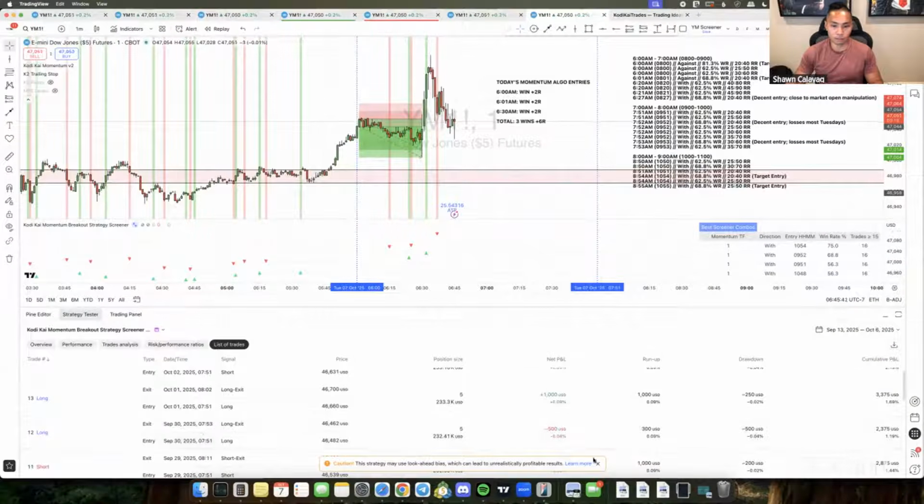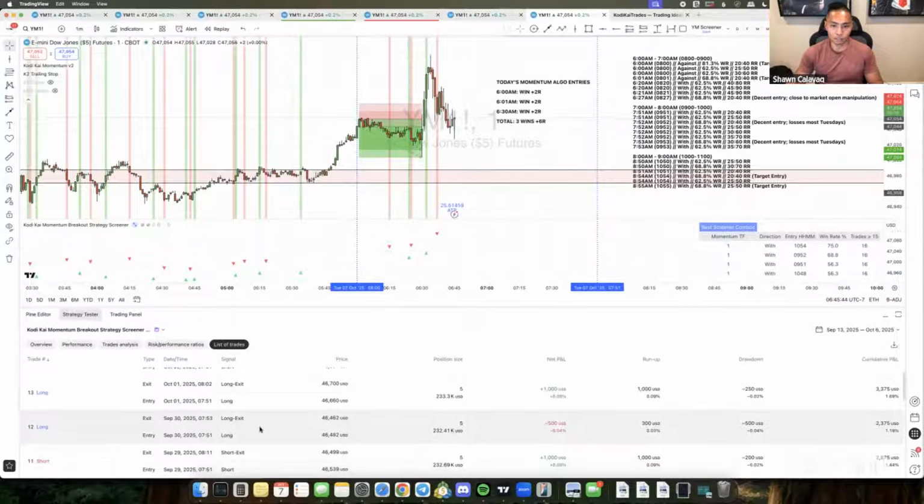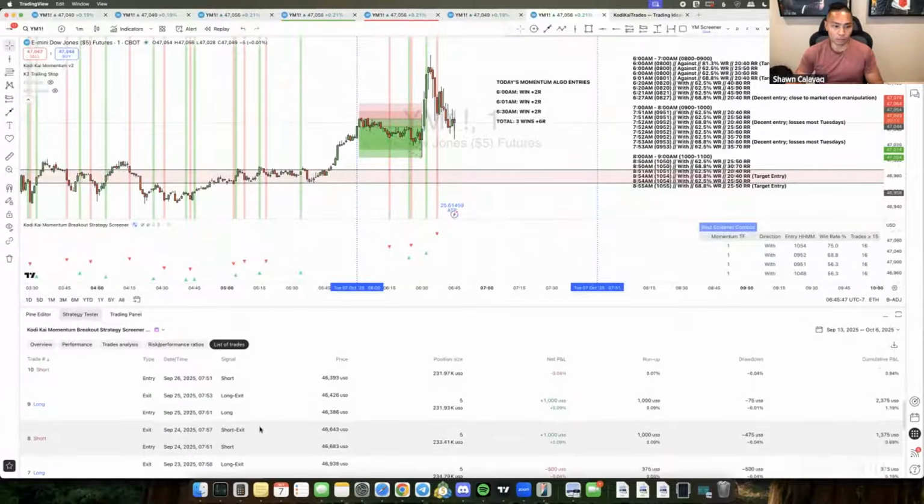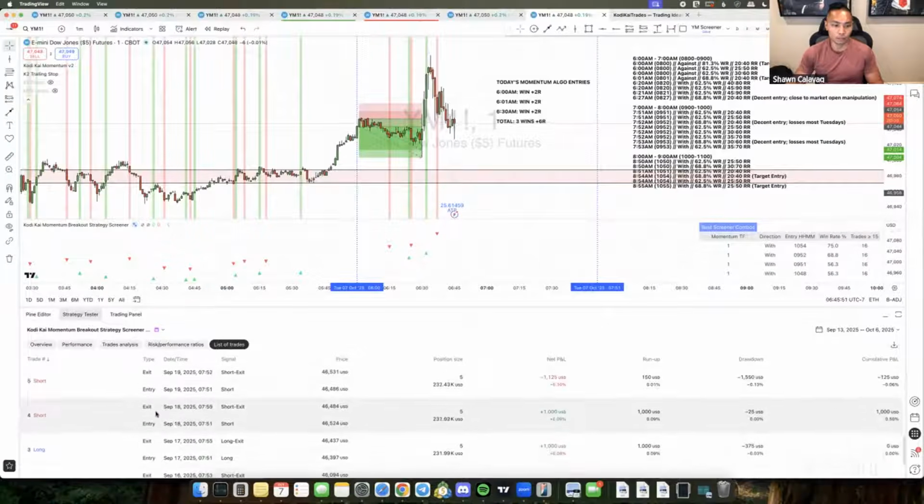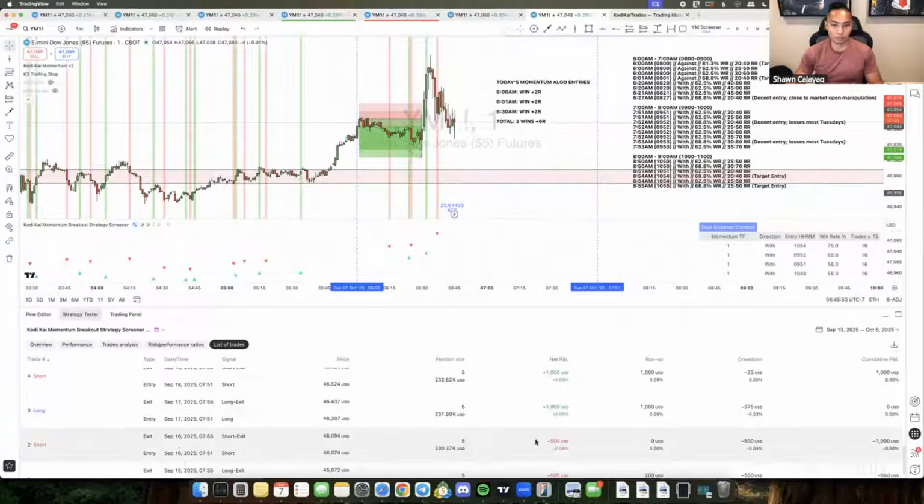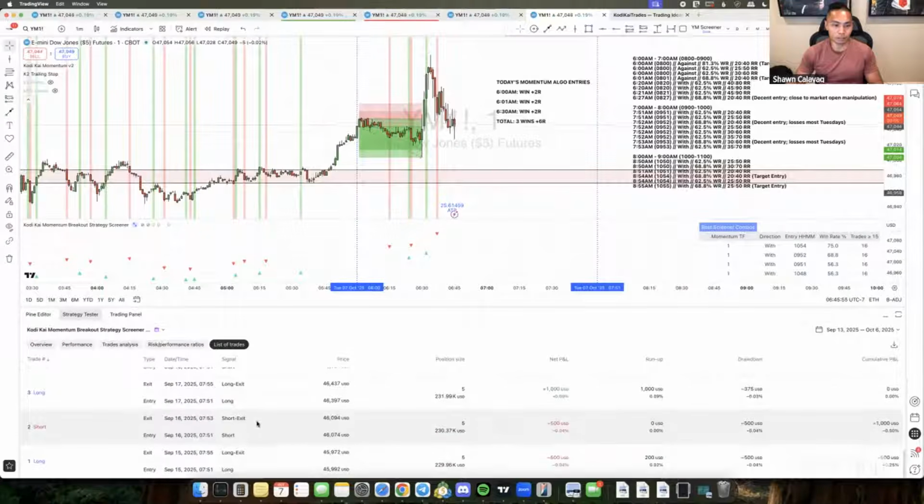You can see here it lost last Tuesday, so maybe this is a tricky trade to take. The Tuesday before that is the 23rd. You can see on the 23rd, it also lost. On the 16th over here, it also lost. So you can see over here, it loses pretty much every Tuesday, right? It wins other days, but it loses on Tuesday.